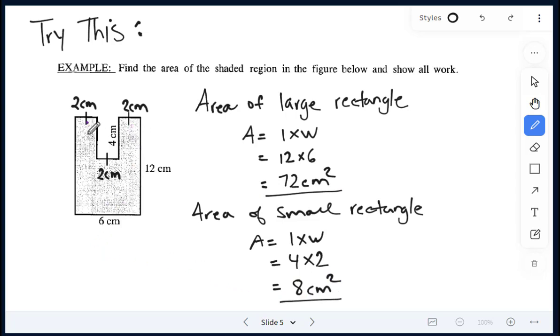Okay, so there's the large, there's the small. So to get the area of the shaded area, we are going to subtract out that small rectangle from the large rectangle. So 72 minus 8, which is 64 centimeters squared. All right, so again, keep your work organized. Try to be as organized as possible, label what you are calculating and then what you're finally calculating as your area of the shaded region.